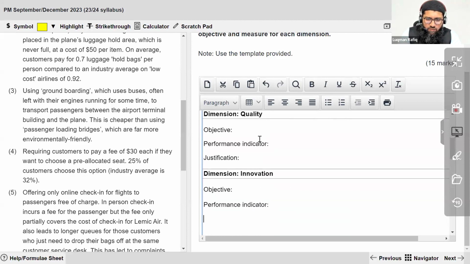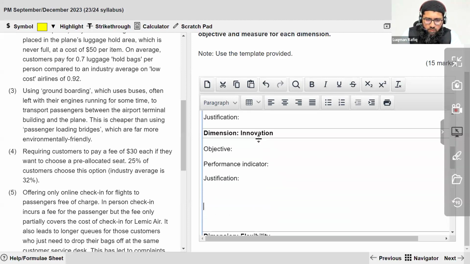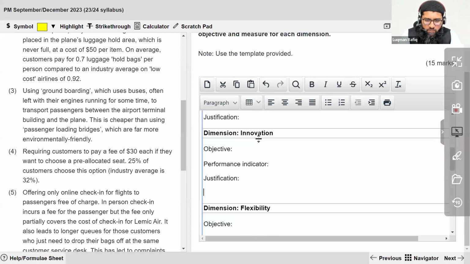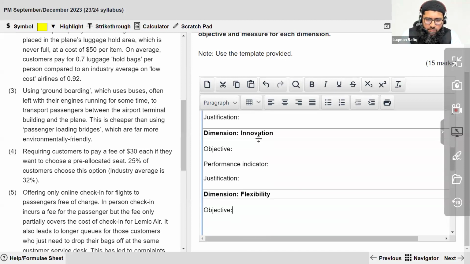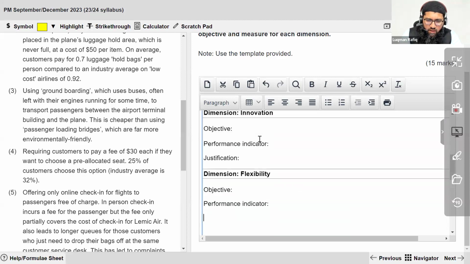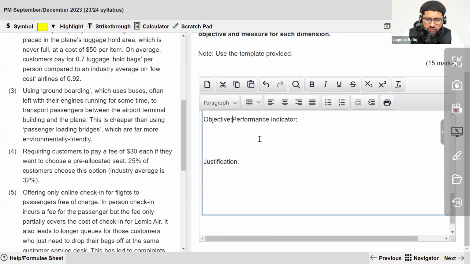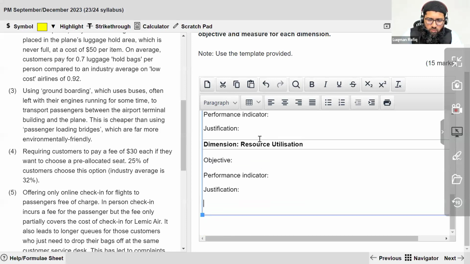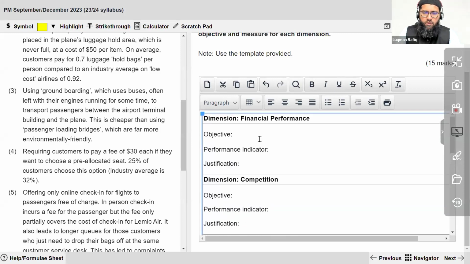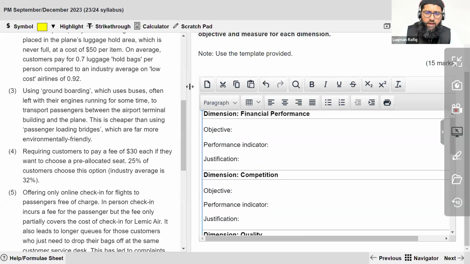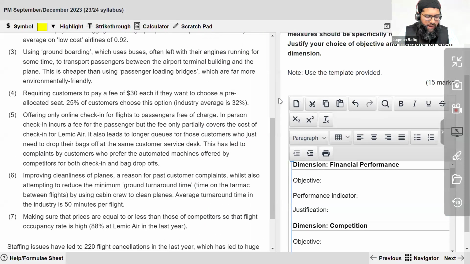I will give you 7 to 8 minutes to think about the different performance measures. You have already taken the screenshot of the question. The whole question is in front of you already. You've got all these 6 dimensions. Okay, now go ahead and try to do this question. You've got time till 2:55 p.m.